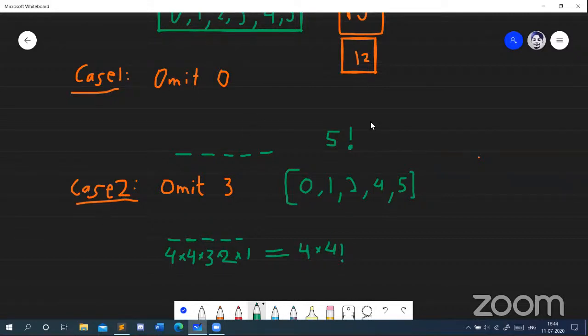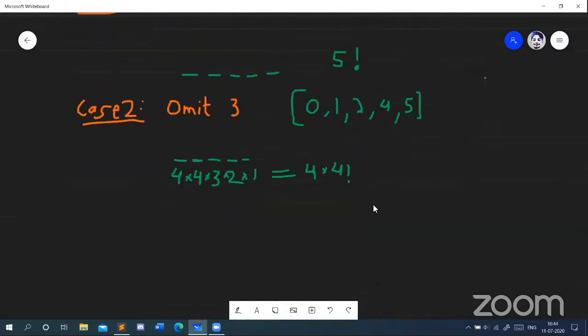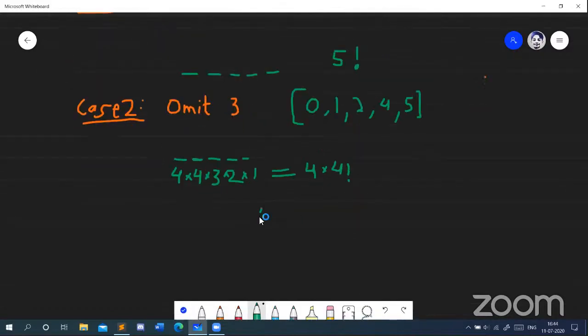I have 2 cases. In one case, the answer is 5 factorial. And in the other case, the answer is 4 times 4 factorial. So my final answer will be 5 factorial plus 4 times 4 factorial.